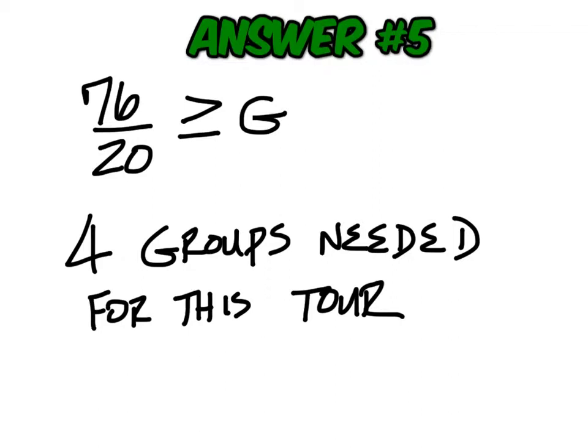Number 5. We did all this one in class. 76 divided by 20 must be greater than or equal to G, and the answer is 4 groups are needed. When you divide this out, you get 3.8, but you can't have a fraction of a group. You're going to have 4 different ones.